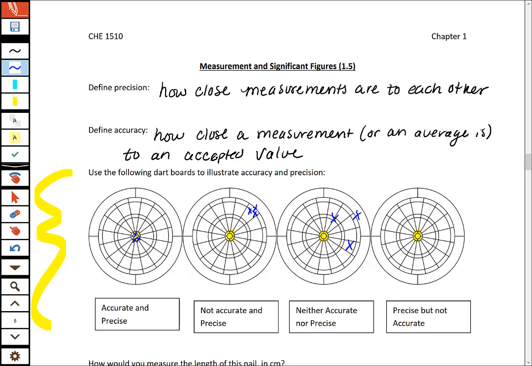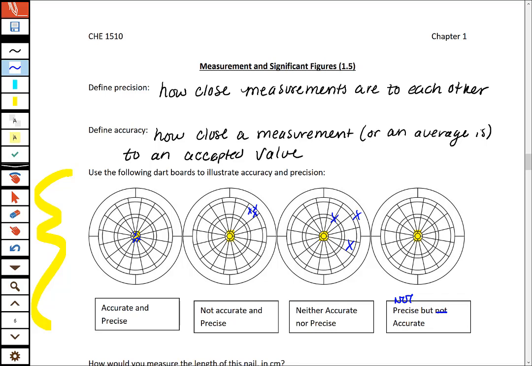Now, this last one, precise but not accurate. I feel like I have this one already. This is just the opposite of this one. So I want to say not precise, but accurate. In this case, honestly, most students say it's not possible.